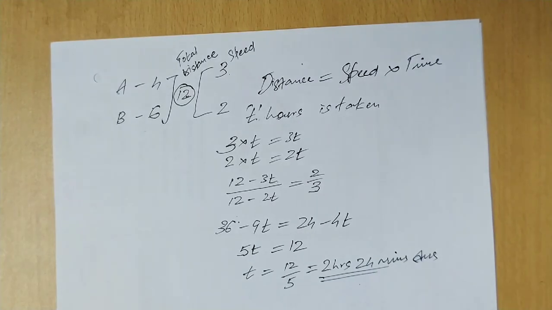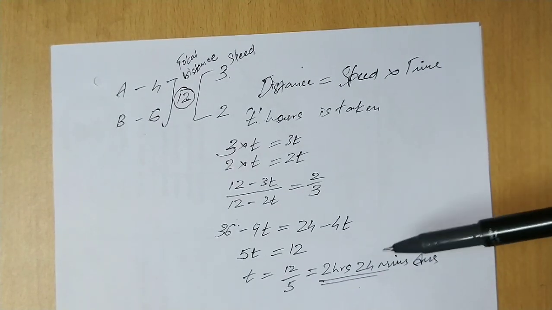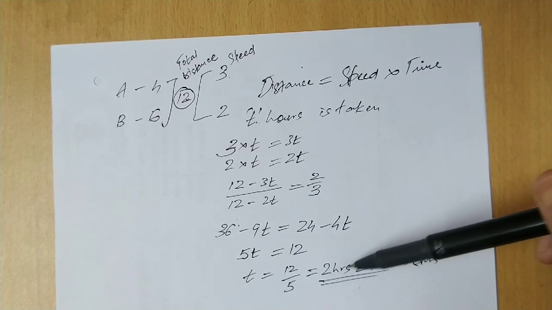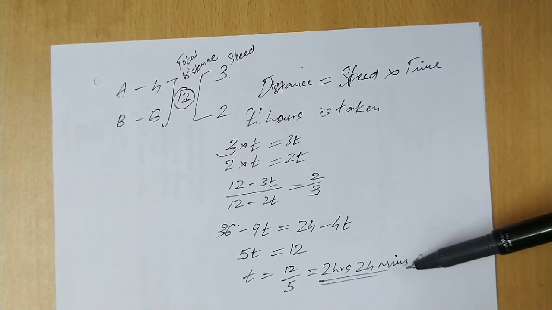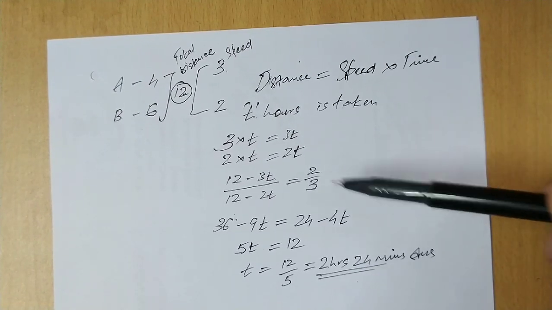So if both the candles A and B burn together for 2 hours 24 minutes, then the ratio of their remaining heights will be 2:3.